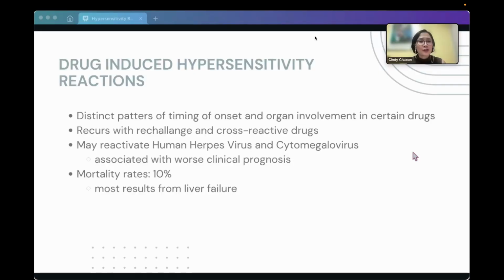The eruption commonly recurs with rechallenge and cross reactions, especially among aromatic anticonvulsants, including your phenytoin, carbamazepine, and phenobarbital. Recent researches suggest that inciting drugs may reactivate quiescent human herpes virus, HHV, and CMV or cytomegalovirus. This is associated with worse prognosis because the viral reactivation results in viral-specific CD8 T lymphocytes, which will subsequently lead to organ damage. The mortality rates in DIHS are as high as 10%, with most fatalities resulting from liver failure.